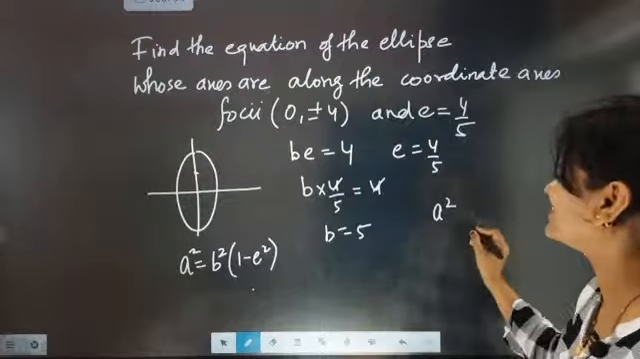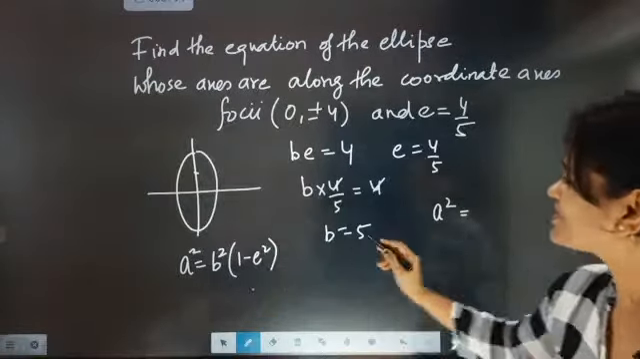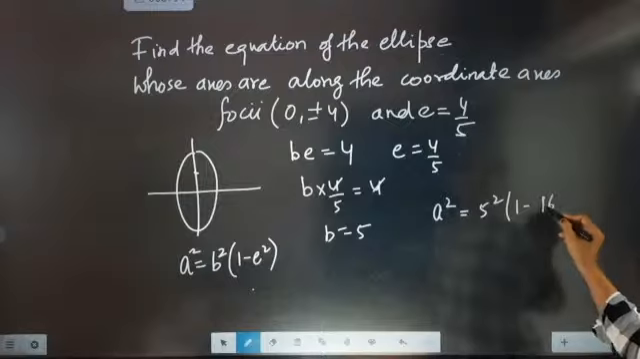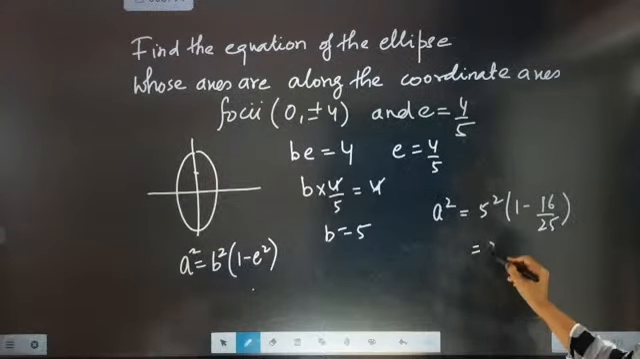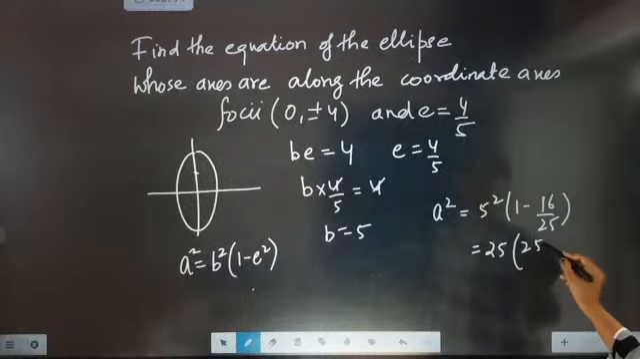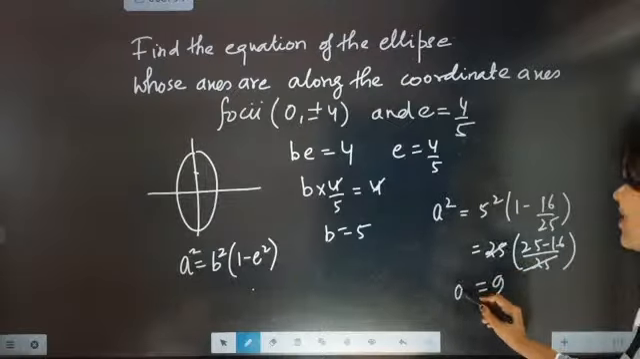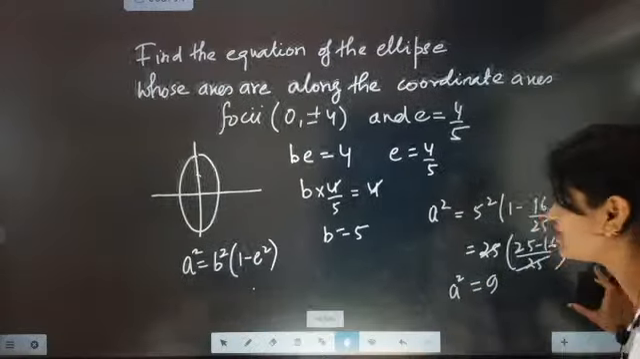Who is going to give the answer first? So now here, B is coming as 5. Gautam, one slight mistake here. E square is coming as 16 by 25. So now 25 minus 16 by 25, it is coming as 9. So A square is coming as 9. That is the mistake you have done, Gautam.